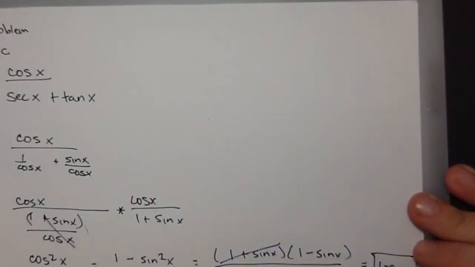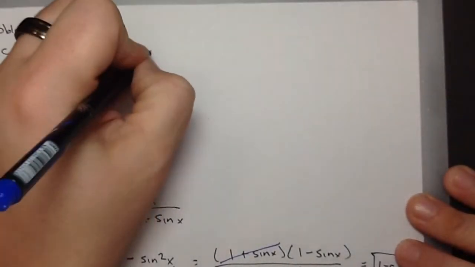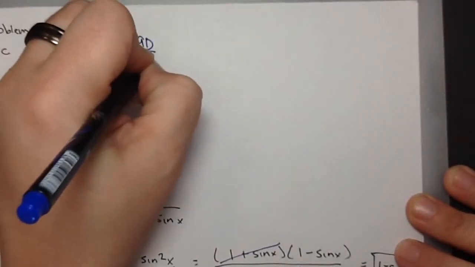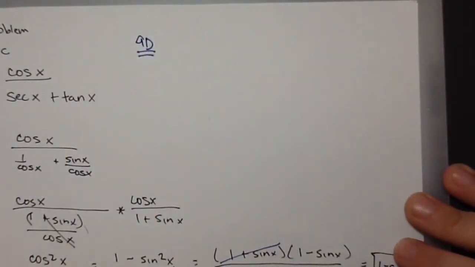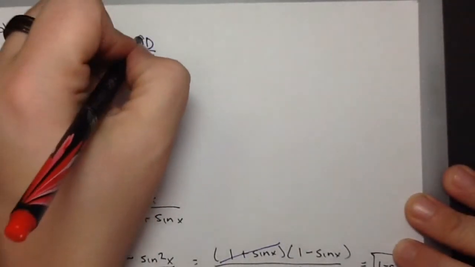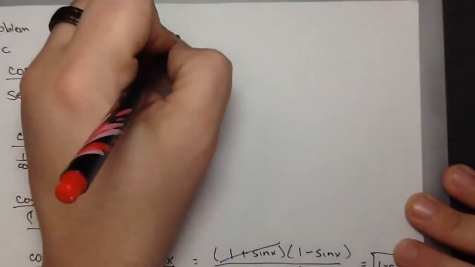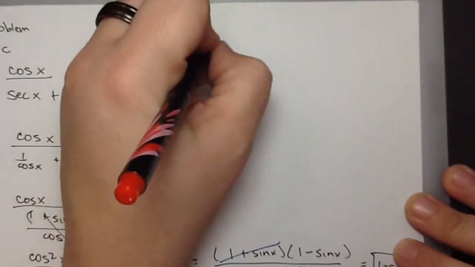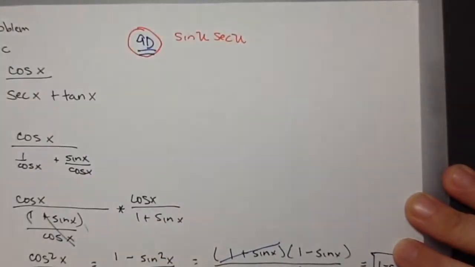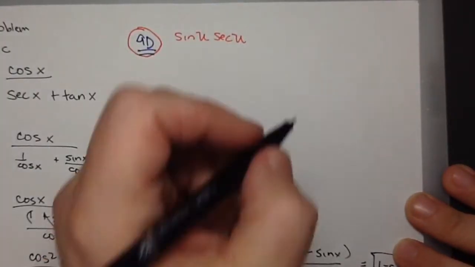Just to save a little bit of room, we're going to start problem 9d here. And we'll use a different pen. We'll use red pen. 9d says, simplify sine u secant u over cotangent u.